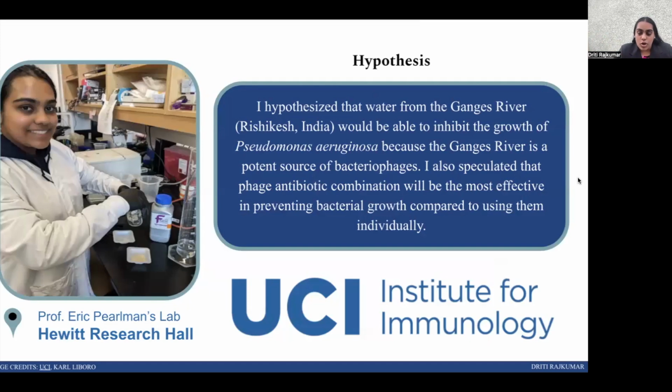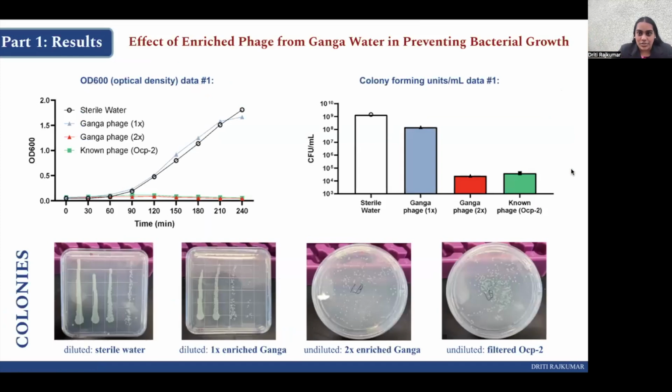I hypothesized that water from the Ganges River would be able to inhibit the growth of Pseudomonas aeruginosa because the Ganges River is a potent source of these bacteriophages. And I also speculated that the phage antibiotic combination would be the most effective in preventing bacterial growth compared to using them separately. So let's unpack my results here.